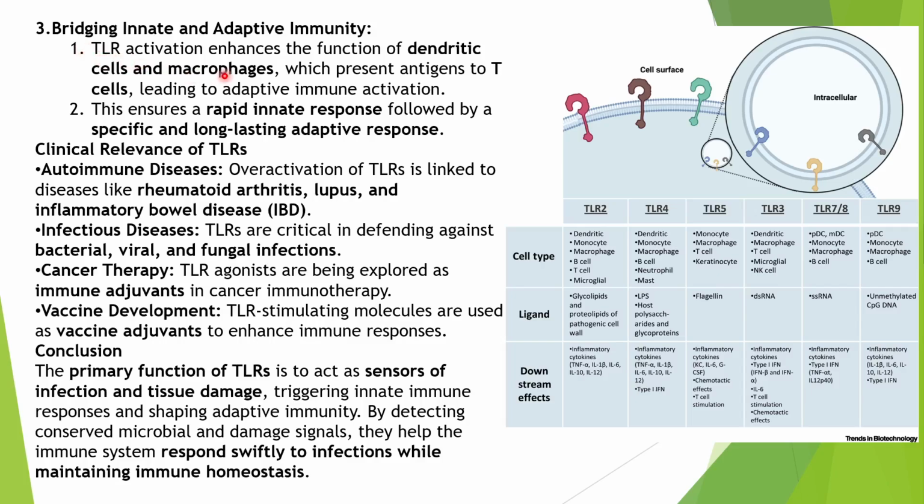Okay, so TLR activation enhances the function of dendritic cells and macrophages, which then present the antigens to T cells. This leads to activation of your adaptive immunity. Then this also ensures a rapid innate response followed by a specific and long lasting adaptive response. So it does both. Immediate innate response is activated as well as long lasting adaptive response with memory, very specific to the particular type of patterns that have been recognized.